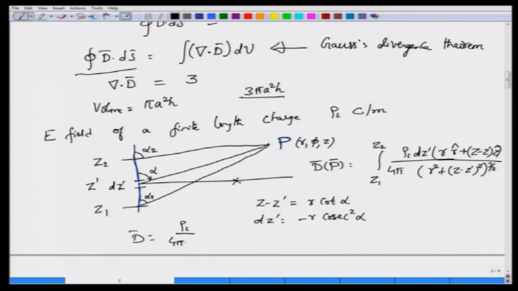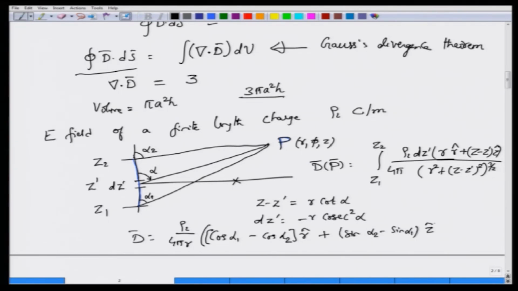So, there is a 1 by r, at least that is somewhat a good thing for us, because in the infinite line charge also we had a field going as 1 by r. So, there is a 1 by r dependence, which is nice, multiplied by some cos alpha 1 minus alpha 2. You will get this one if you evaluate the integral. By making these substitutions you can evaluate the integral, and after changing the limits you will get this one, plus sin alpha 2 minus sin alpha 1 along z axis.